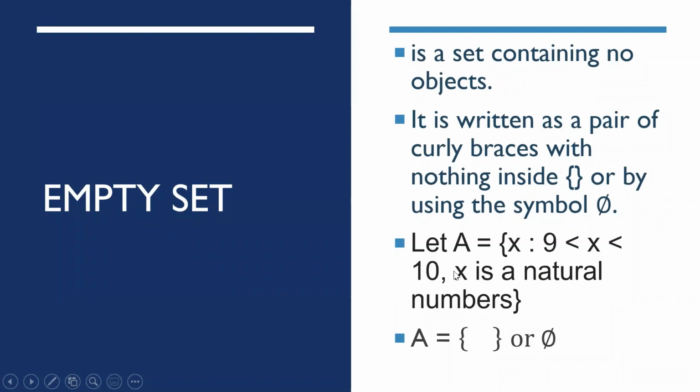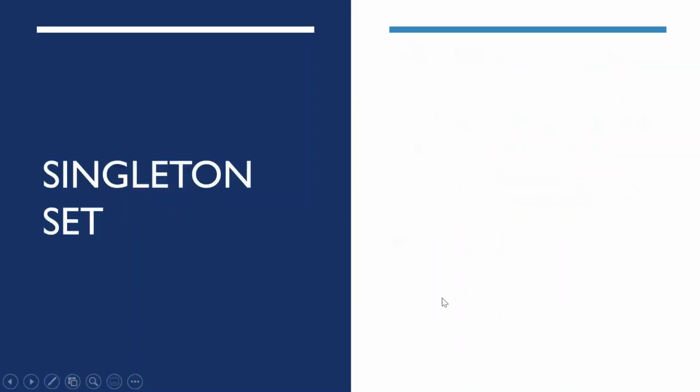Why? What are natural numbers? Natural numbers are whole numbers starting from 1. So these are 1, 2, 3, 4, 5, 6, 7, 8, 9, 10, and so on and so forth. Now, we cannot see any natural number between 9 and 10 since the numbers between 9 and 10 are either irrational or rational numbers.